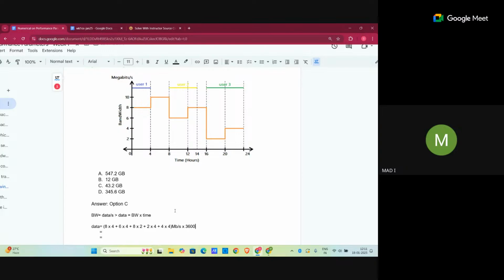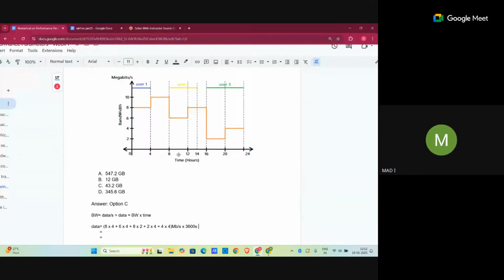Now we need the implementation of the formula for each user. For user 1, focus on the y-axis. The bandwidth is 8. And what is the duration? 4 hours. So we multiplied 8 into 4. Now for user 2, this is the graph for user 2. What is the bandwidth? 6. Correct. And the duration is 12 minus 8, that is 4 hours.